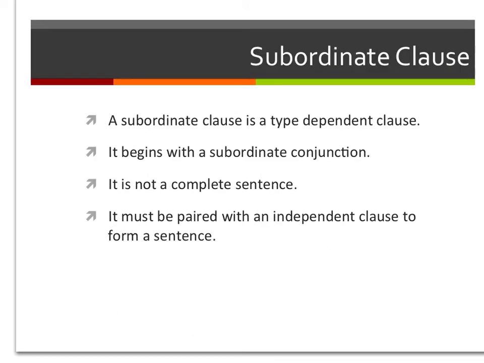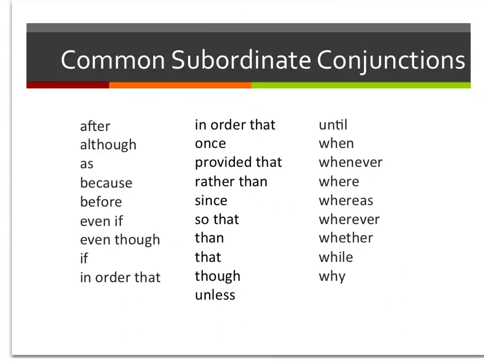Let's review. A subordinate clause is a type of dependent clause. It begins with a subordinate conjunction. It is not a complete sentence. It must be paired with an independent clause to form a sentence.